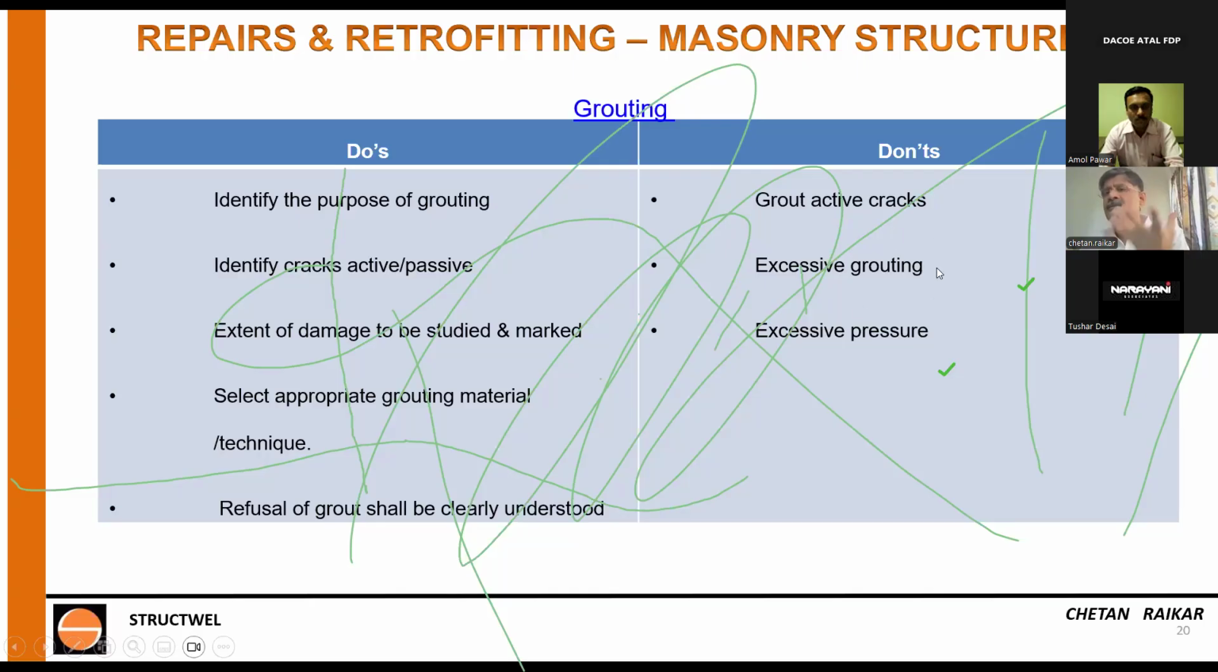It is like filling up a balloon, no? If you fill it excessively, it will burst. So excessive grouting should be avoided, and excessive pressure also needs to be avoided. Try to understand that you are repairing a damaged and sometimes delicate structure. Anything excessive has to be avoided.